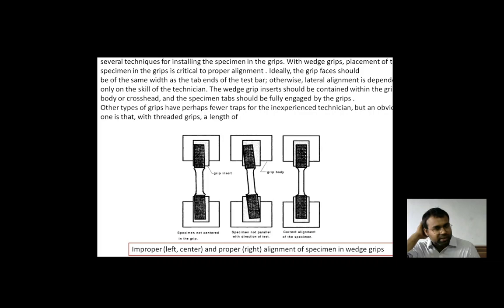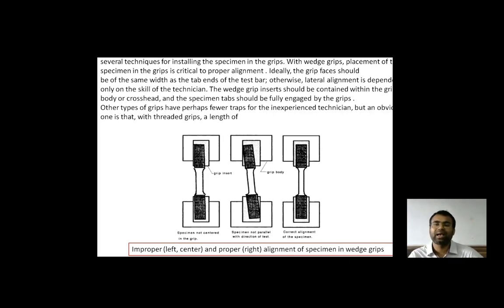And that's why this particular test specimen standard is given as per the ASTM, and that's why we are following it. According to that, the machine is also designed so that this particular test bar will be easily examined in this machine. And how is that possible? It is only possible due to the standards. So ideally the grip faces should be the same width as the tab end of the test bar.